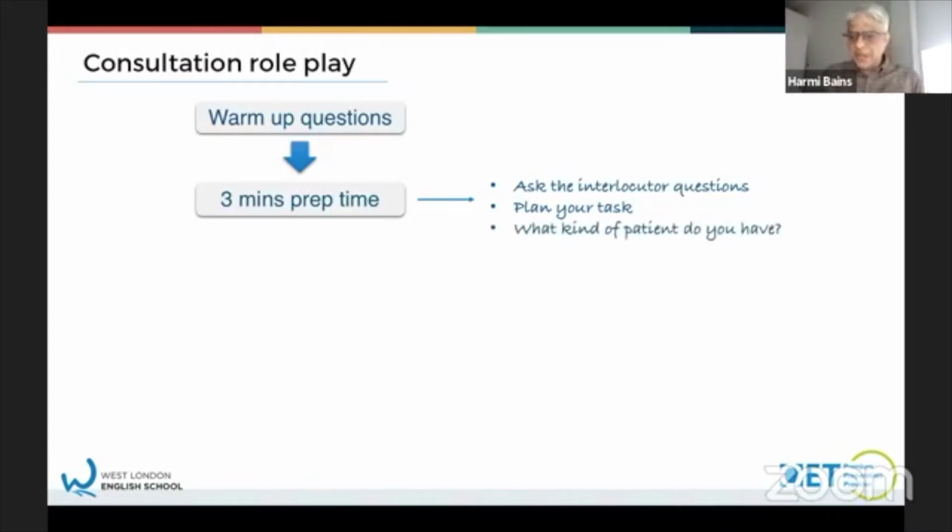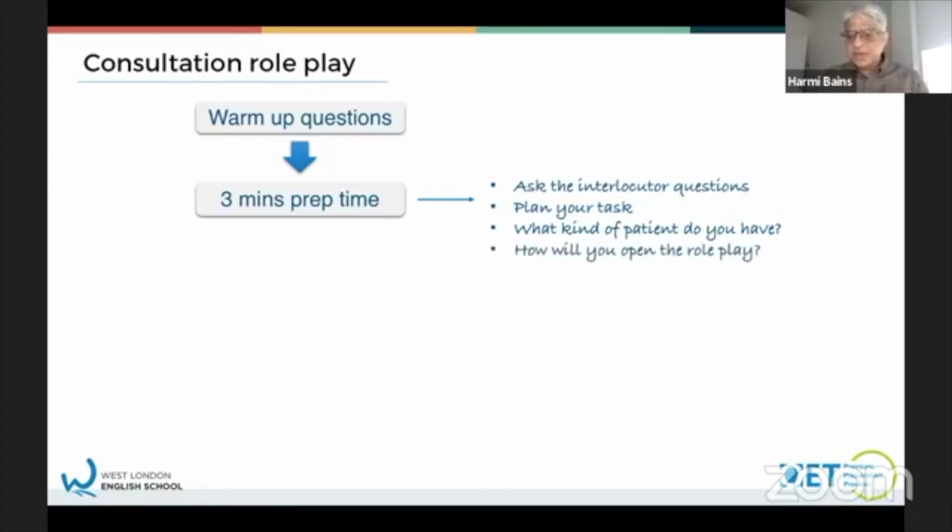Think about what kind of patient you have. A little bit like the writing, every role play is different. So every patient is different. Some patients might be a little bit more difficult. Some patients might be perfectly fine. Some patients may need a lot of reassurance, or some patients may need a lot of advice. So try to identify what kind of patient you have, as that's going to affect how you interact with them.